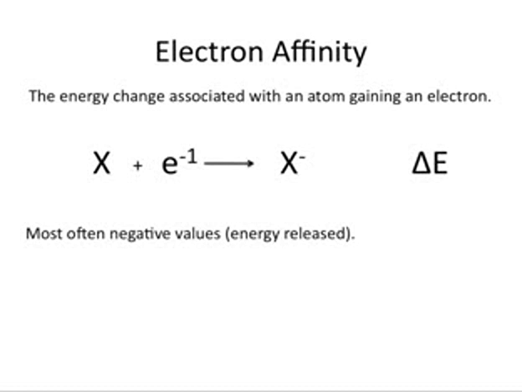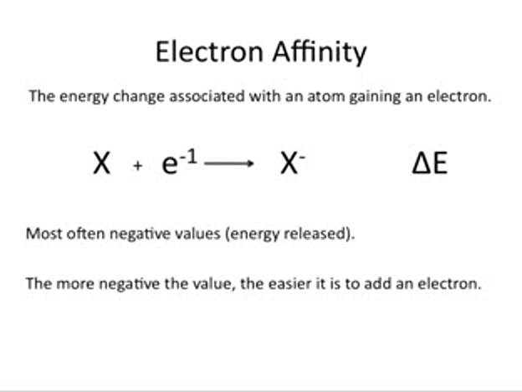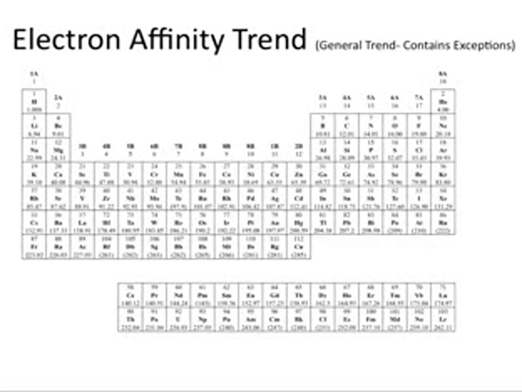And this occurs in the case of an atom becoming very unstable upon gaining an electron. The more negative the electron affinity value, the easier it is to add an electron to a particular atom. Let's look at the electron affinity trend on the periodic table. And as I mentioned before, this trend does contain some exceptions, which we'll cover in just a second.